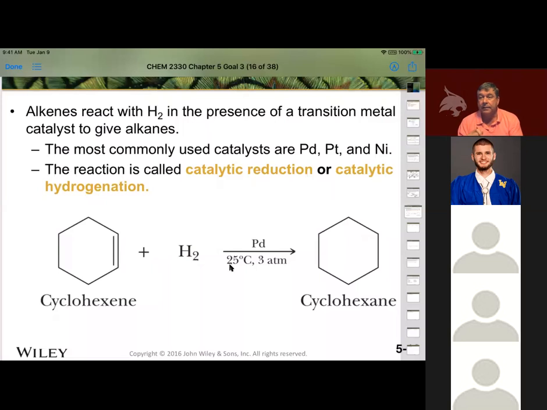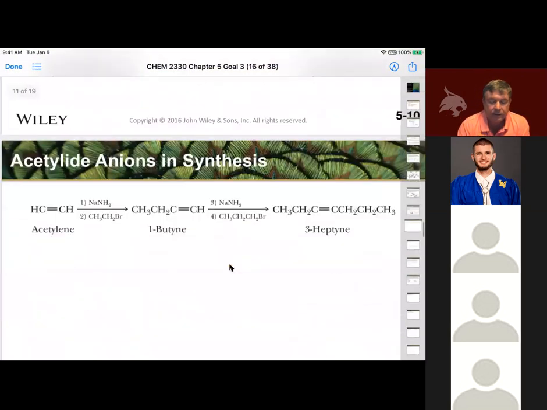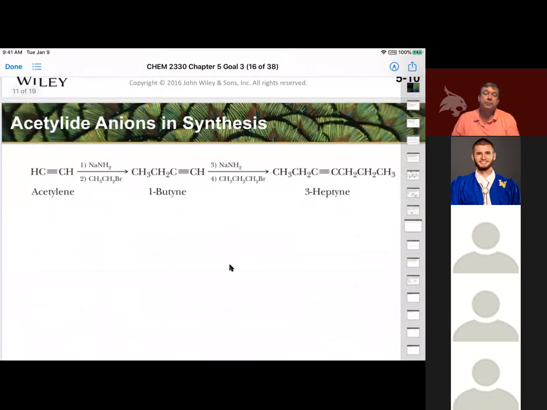All right, the last thing, because I have about 5 minutes, is acetylide ions. So we said that the hydrogen on acetylene is acidic.